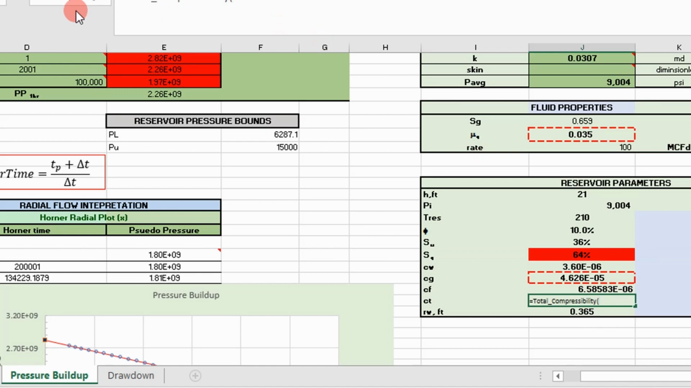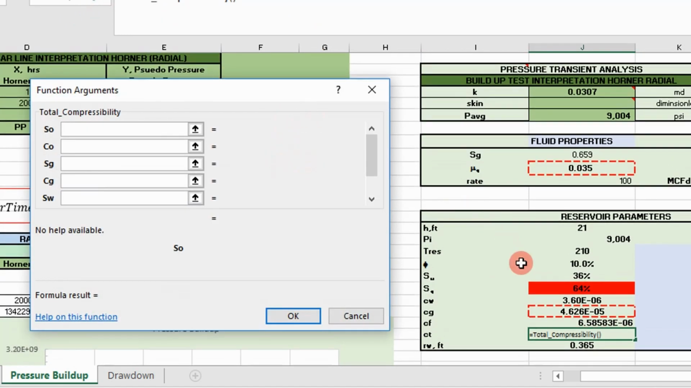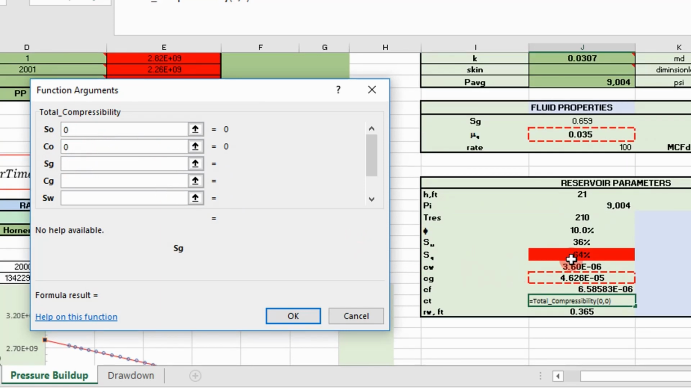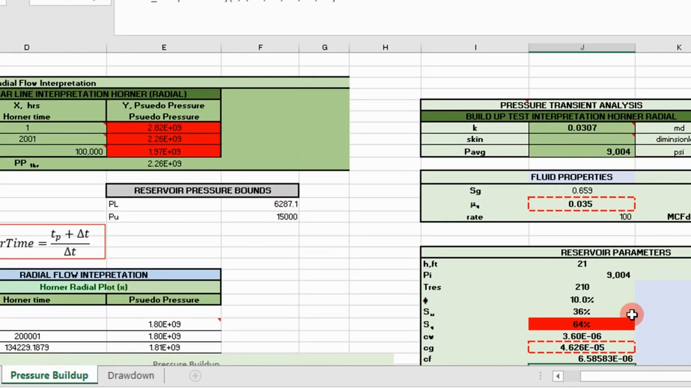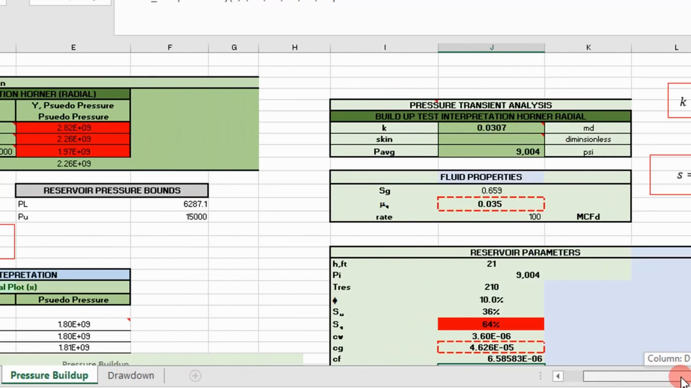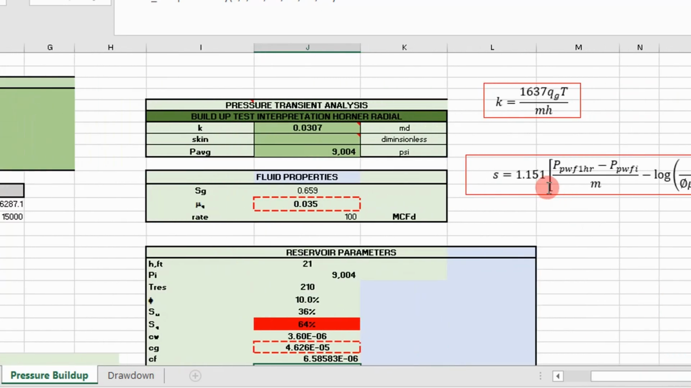And then we have total system compressibility. The VBA function is total compressibility. It's going to take our oil saturation, which is going to be 0 because this is dry gas. Oil compressibility of 0. Gas saturation, have those values right there. Gas compressibility, we just calculated that. Water saturation. Water compressibility. And then formation compressibility. And so bang.